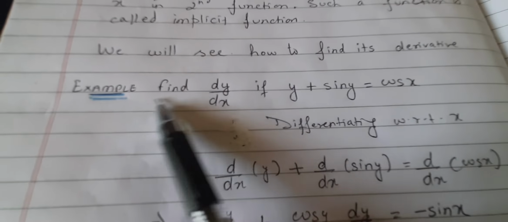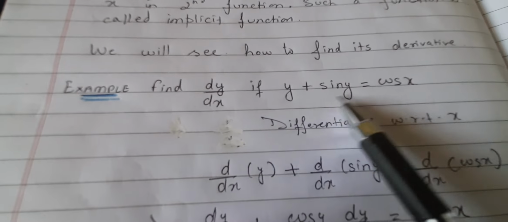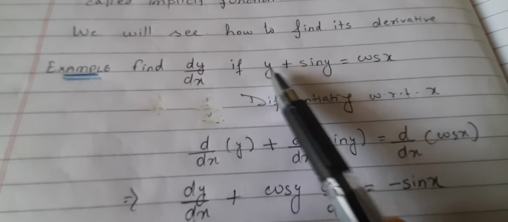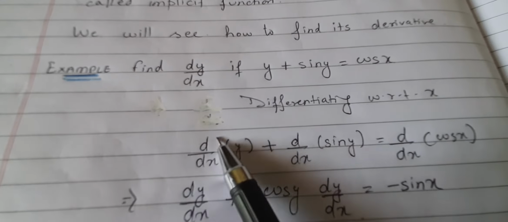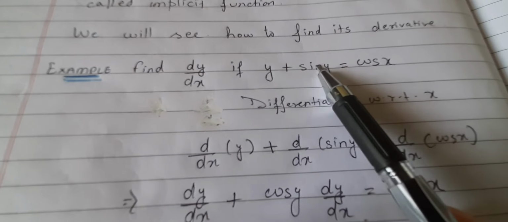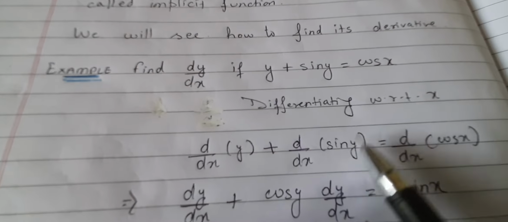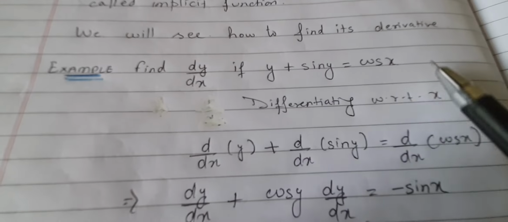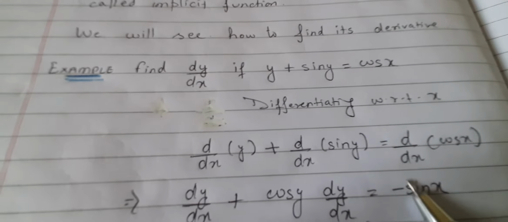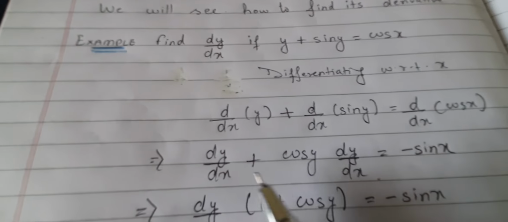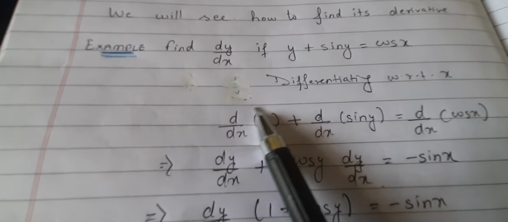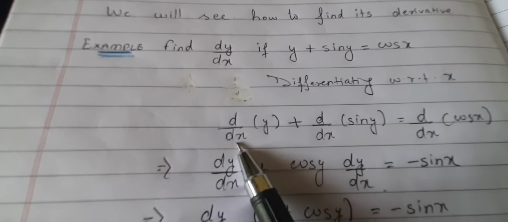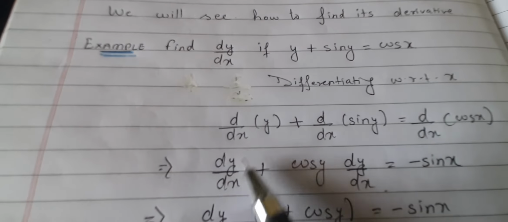So I have taken an example here. Find dy by dx if y plus sine y is equal to cos x. So we'll write, differentiating with respect to x. So derivative of y with respect to x, we'll take d by dx of y, and derivative of sine y with respect to x. Although sine is a function of y, we are taking its derivative with respect to x. And then the derivative of cos x with respect to x. Now this can be written as dy by dx. See, if it is dx by dx, I can straight away write 1, derivative of x with respect to x is 1. But here we will write dy by dx.